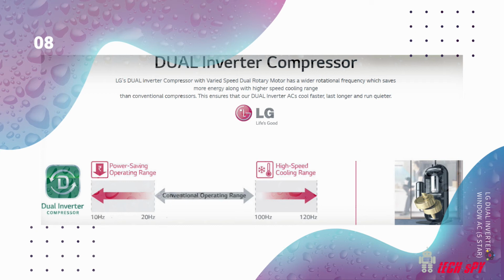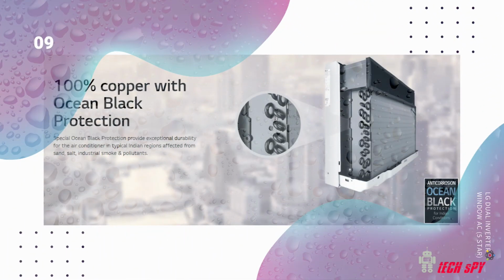A nice feature. Another feature of this product is 100% copper with ocean black protection. So there is a black coating, as you can see in the picture, on the copper tubes of the condenser, which helps in protecting it from corrosion, salt, pollution, sand, and increases its durability and cooling efficiency.